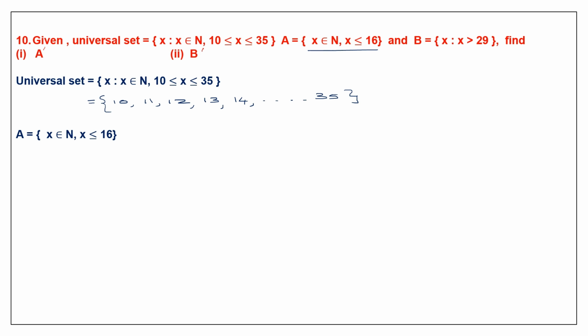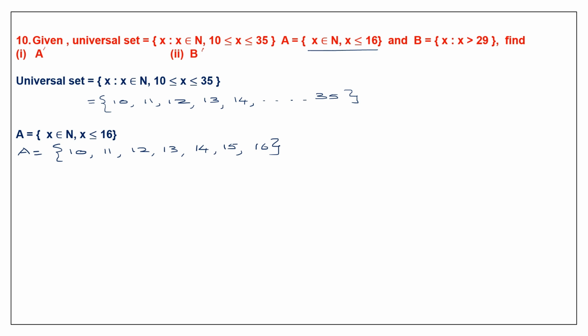Then let's write the elements of set A. So here what does it say? A is equal to x, which belongs to natural numbers, and x is less than or equal to 16. So what are the elements of set A? Elements of set A will be all natural numbers, and we have to look at the universal set, numbers that are less than or equal to 16. That means starting from 10 up to 16. So let's write all the elements. So that is 10, 11, 12, 13, 14, 15 and 16.